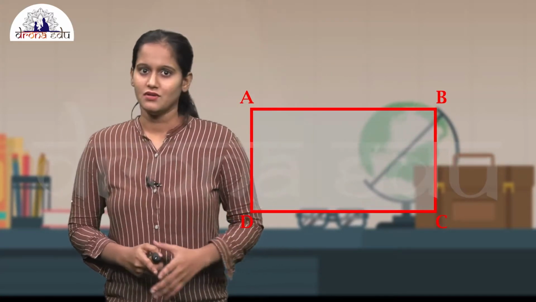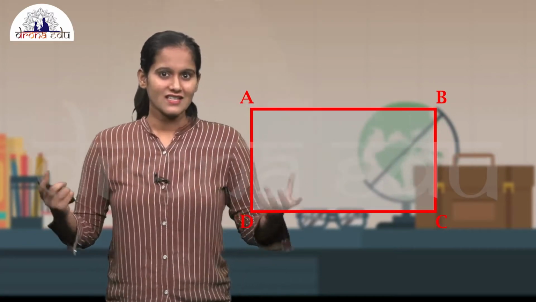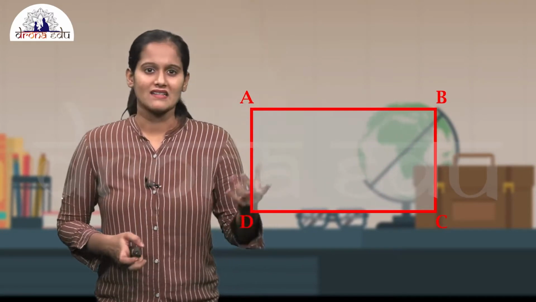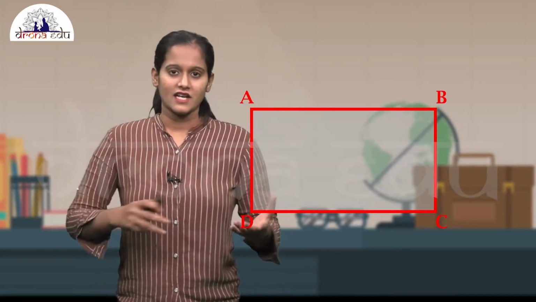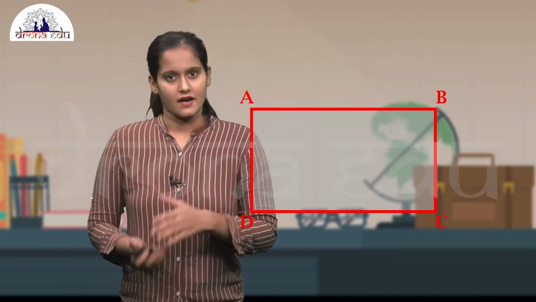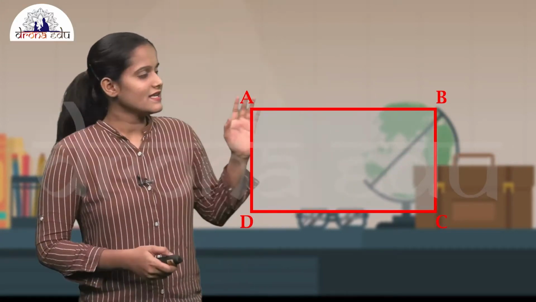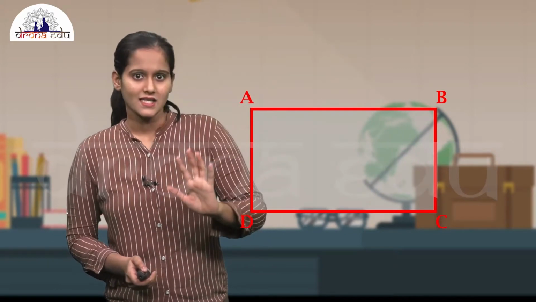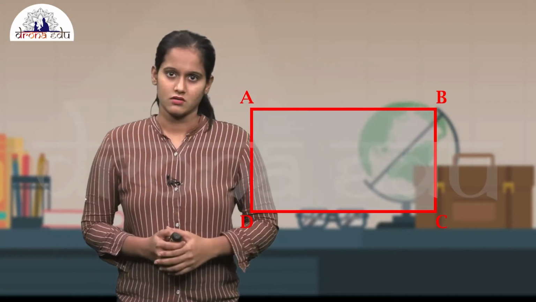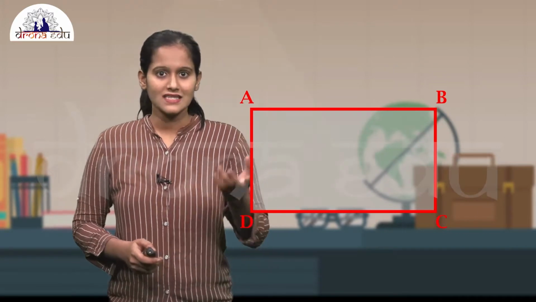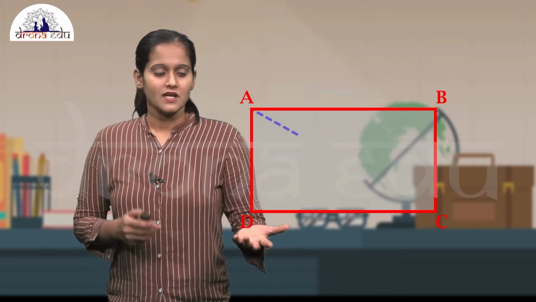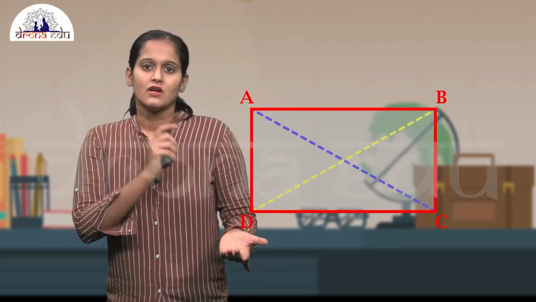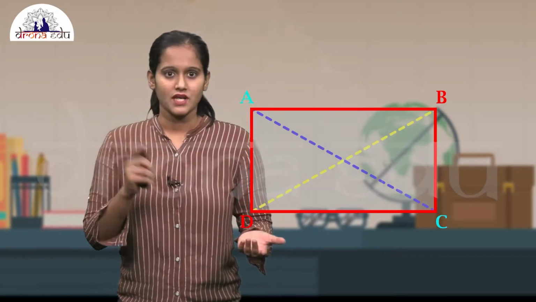So what will I do? For this, I will draw the diagonal. For that, I need to know what a diagonal is, right? So let me define the diagonal. A diagonal is a line joining the non-consecutive vertices of a polygon. So for this rectangle, there will be 2 diagonals if you see. If I draw them, they are AC and BD.